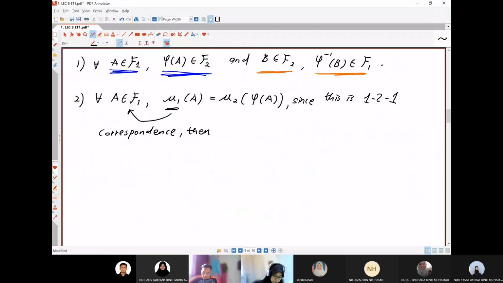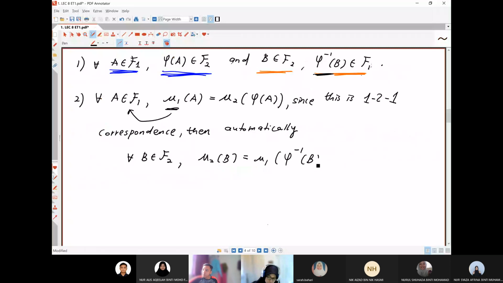Then, since this is a 1-to-1 correspondence, automatically you will have for any B taken from F2, mu2 of B is equal to mu1, because this one is taken from F1, mu1 of the pre-image of B. Yes, mu2 of B is equal to mu1 of the pre-image of B. The second property.